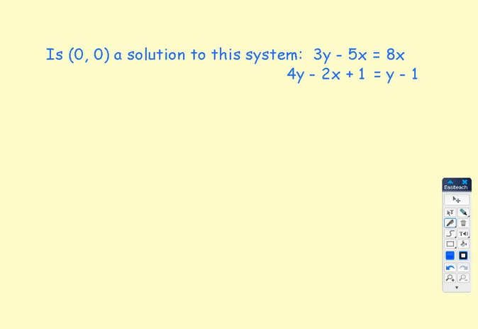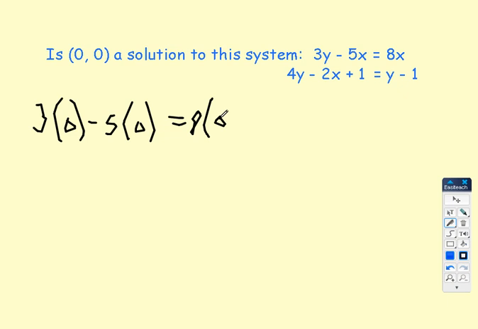Let's just do one more. Hopefully this is starting to make sense. I'm going to plug in 0, 0. Do these lines go through 0, 0? So 3 times 0 minus 5 times 0 equals 8 times 0. These zeros are not looking good. 0 minus 0 is definitely 0.